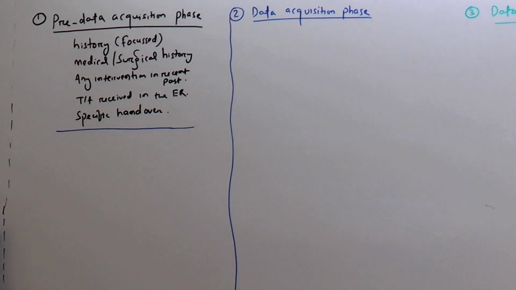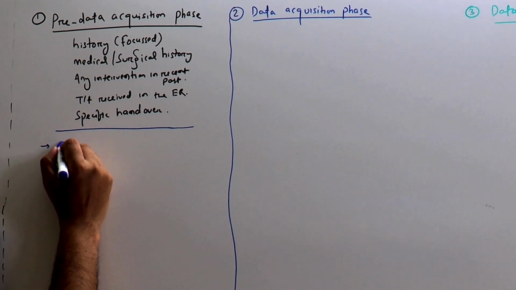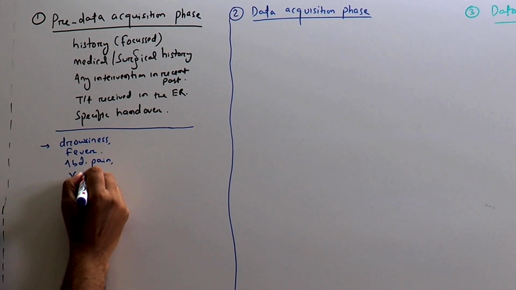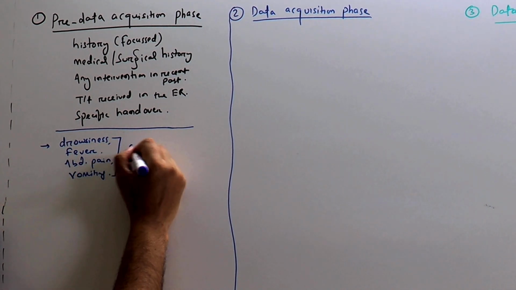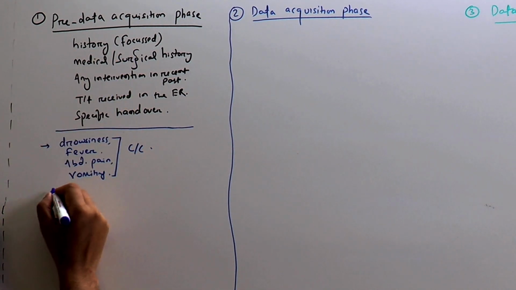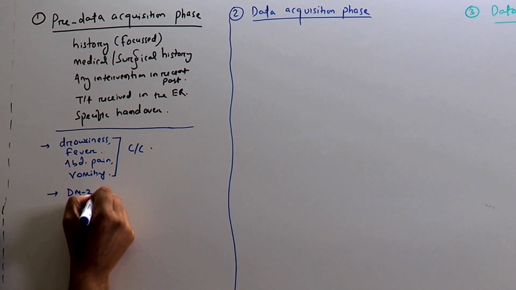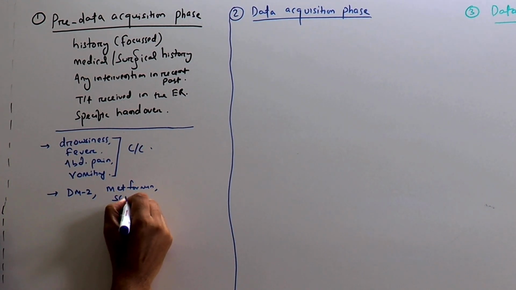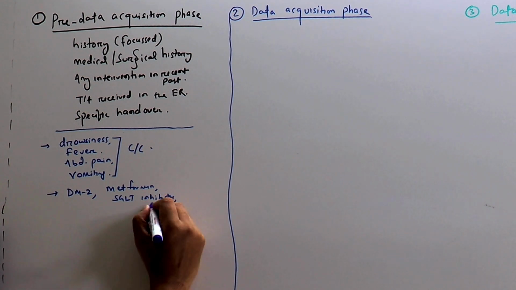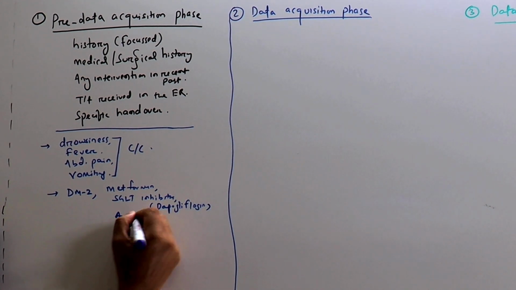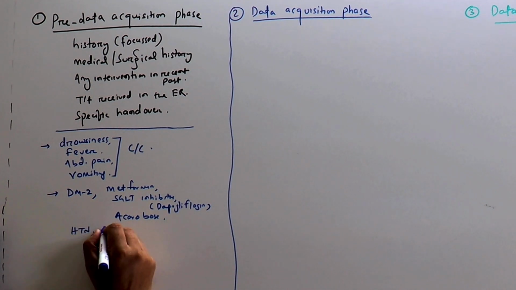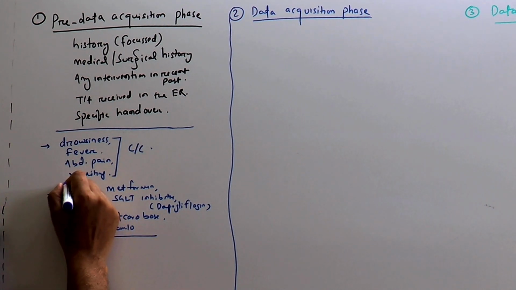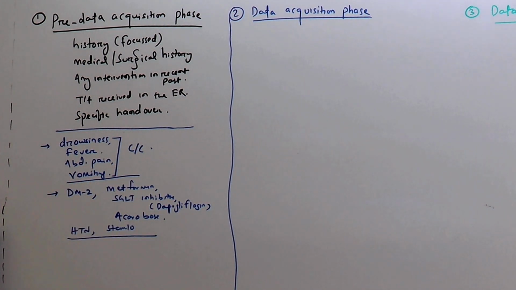Let's take one example. A patient came here with complaint of drowsiness, fever, abdominal pain, vomiting. This is the chief complaint. The patient had a history of diabetes mellitus type 2, was on metformin, SGLT inhibitors like dapagliflozin, acarbose. Patient is having hypotension, is on Stamlo. There is no surgical history of the patient at this present moment. Neither has the patient received any intervention in the past.